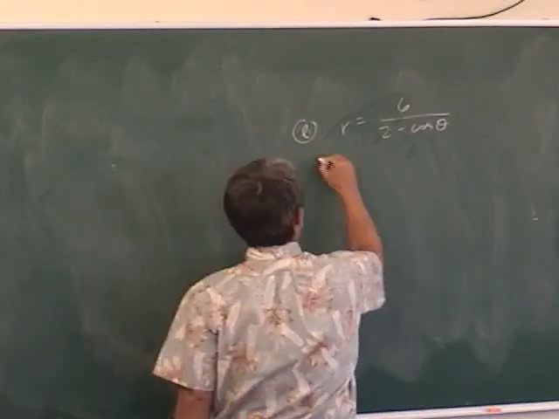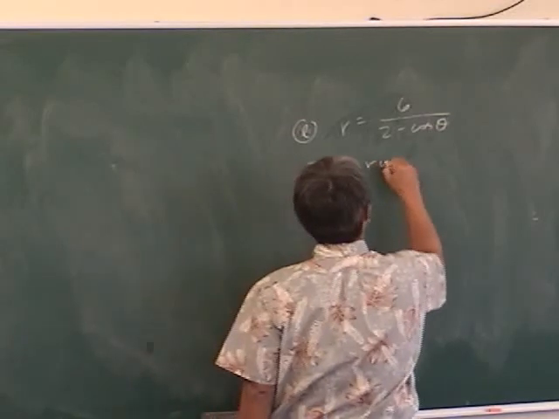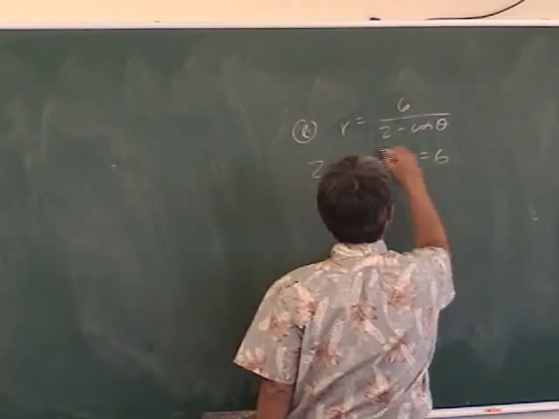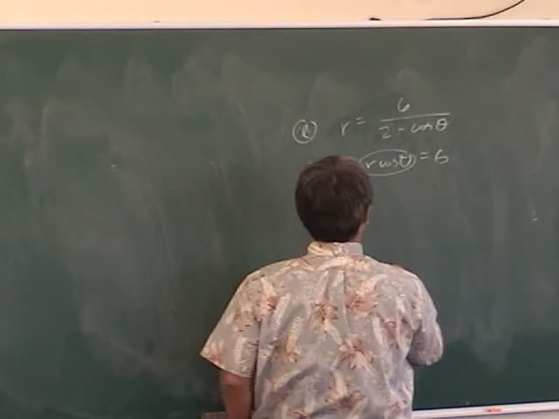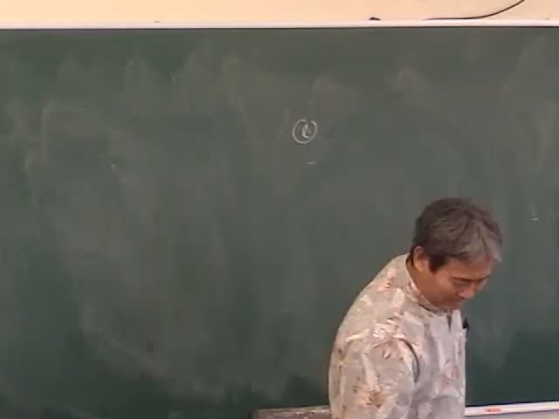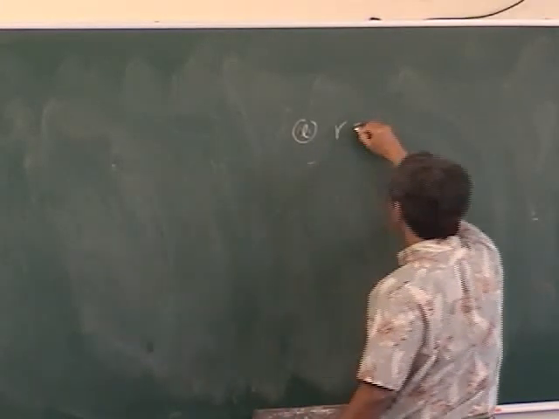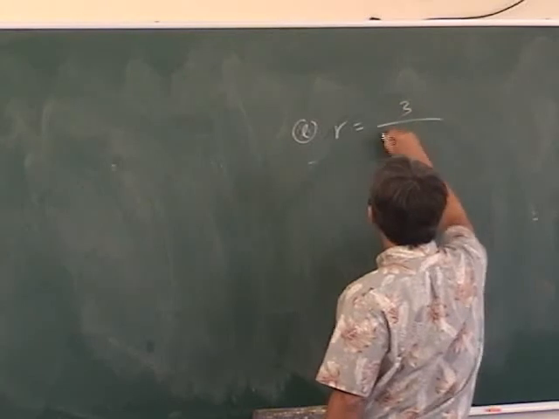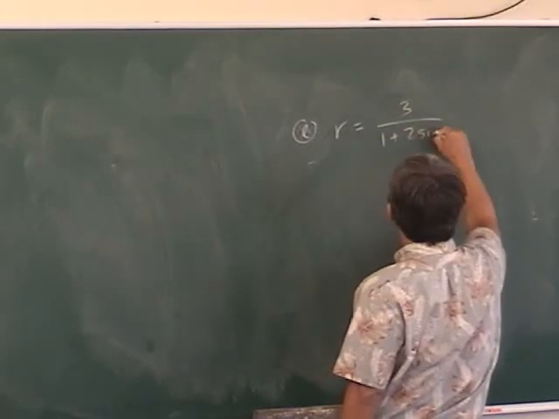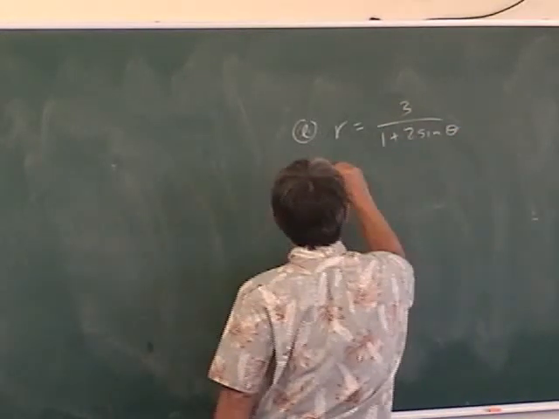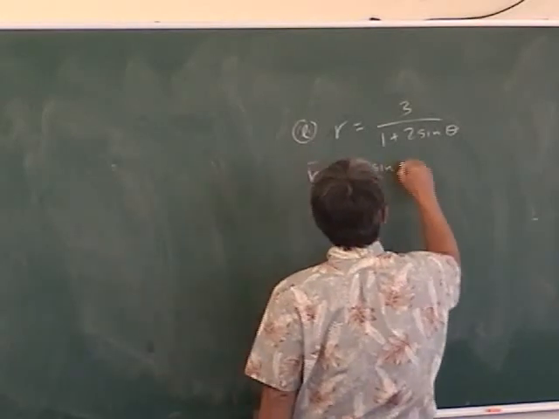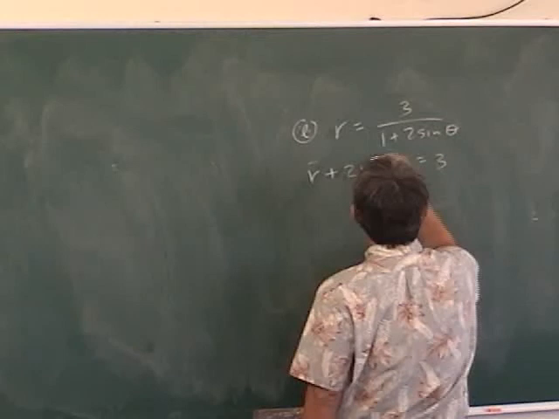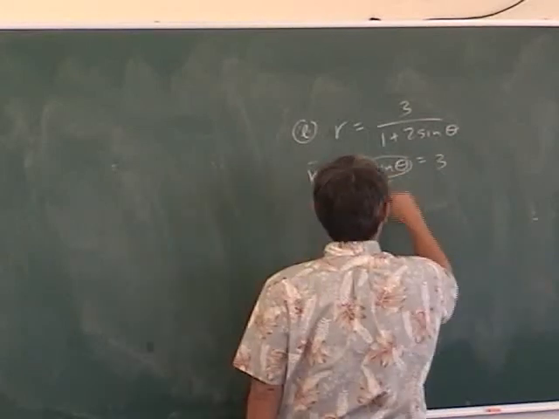Okay, cross multiply. 2r minus r cosine theta equals 6. We did this last time. Okay, so what is it then? 3 over 1 plus 2 sine theta. Okay, cross multiply. r plus 2r sine theta equals 3. That's y.